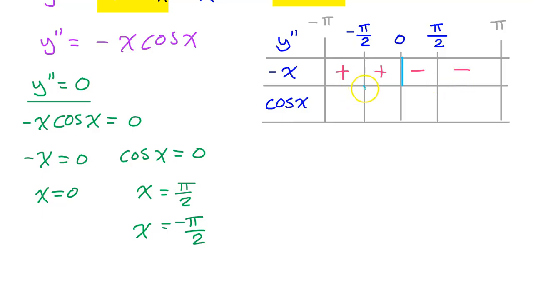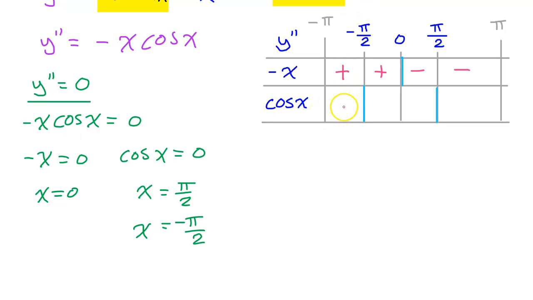Cosine x is equal to 0 at negative pi over 2 and positive pi over 2. So these are the only 2 places where cosine x might change signs. So we don't have 4 intervals to check. We really only have 3: left, middle, and right. We're going to do test values like we did before.